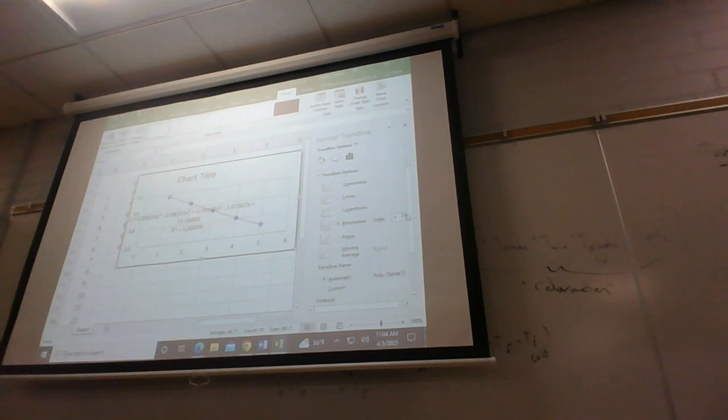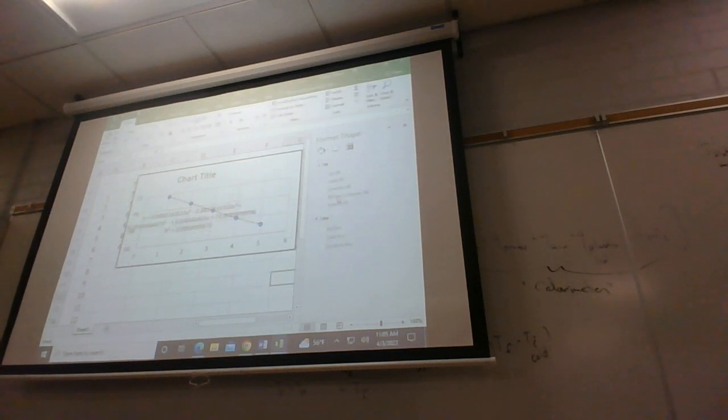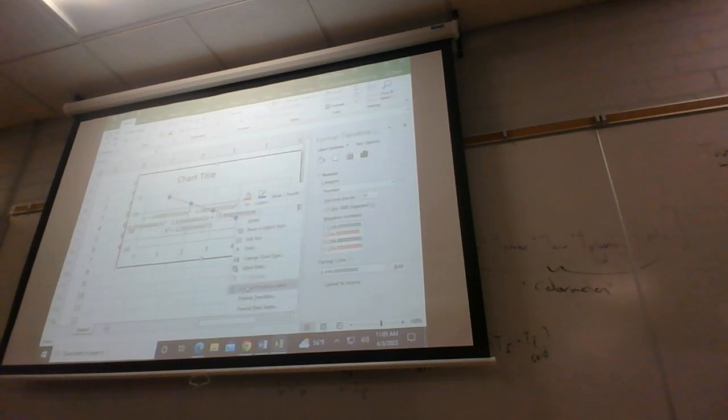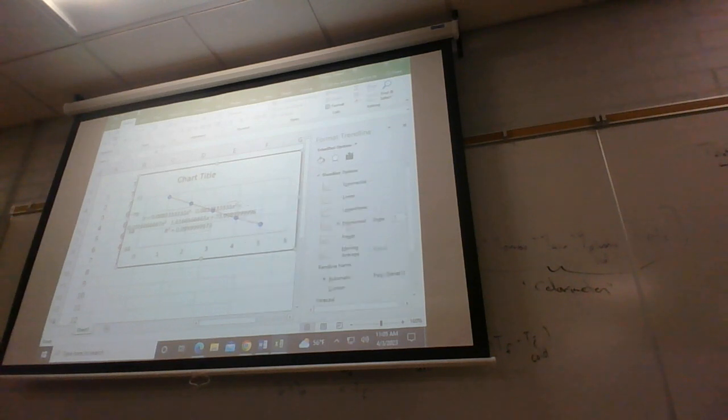So let's take it out to fifth order. Actually, maybe it is still rounding. You know what I'm going to do? I'm going to format trend line label and go to 10 decimal places. 10 decimal places, that's a lot, huh? But with 10 decimal places, what order is that? Fifth order? Let's try sixth order.